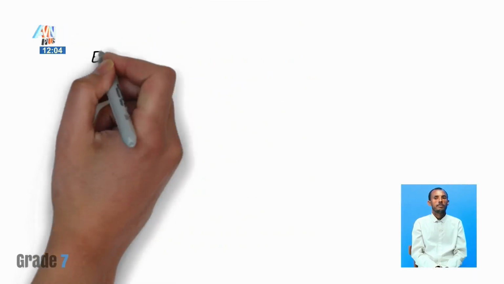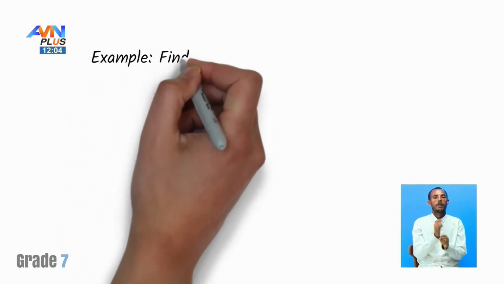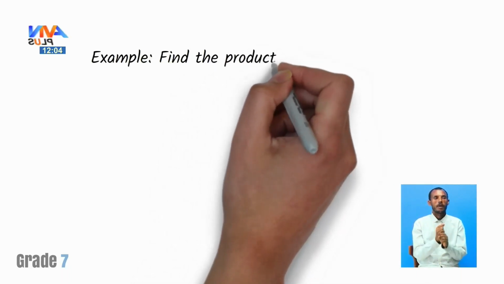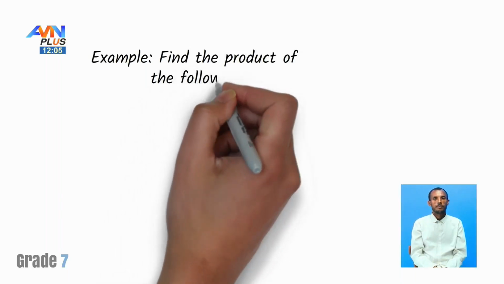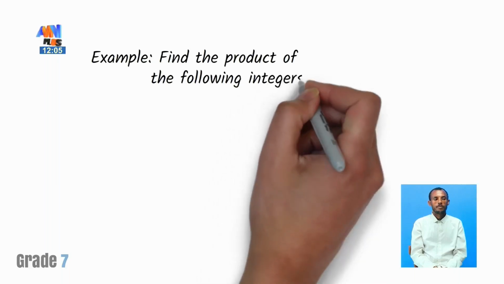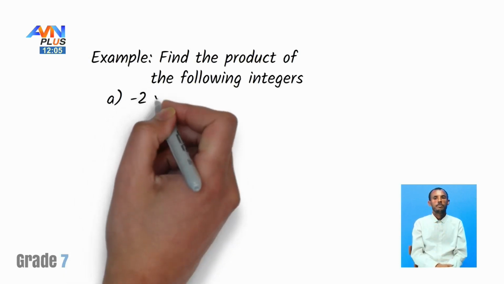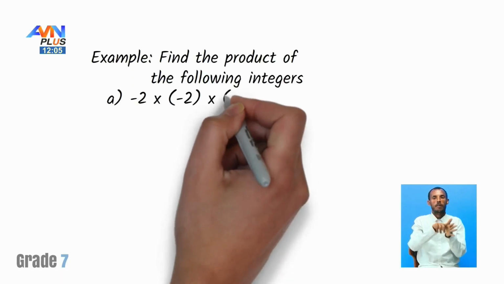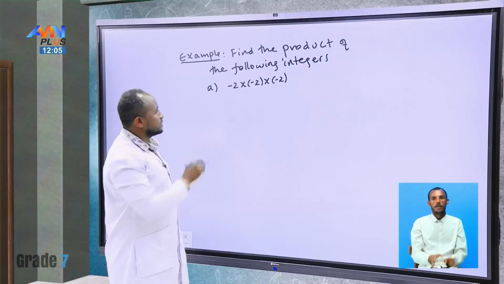Example, find the product of the following integers. A, take this one: negative 2 times negative 2 times negative 2. Let's do this question together.